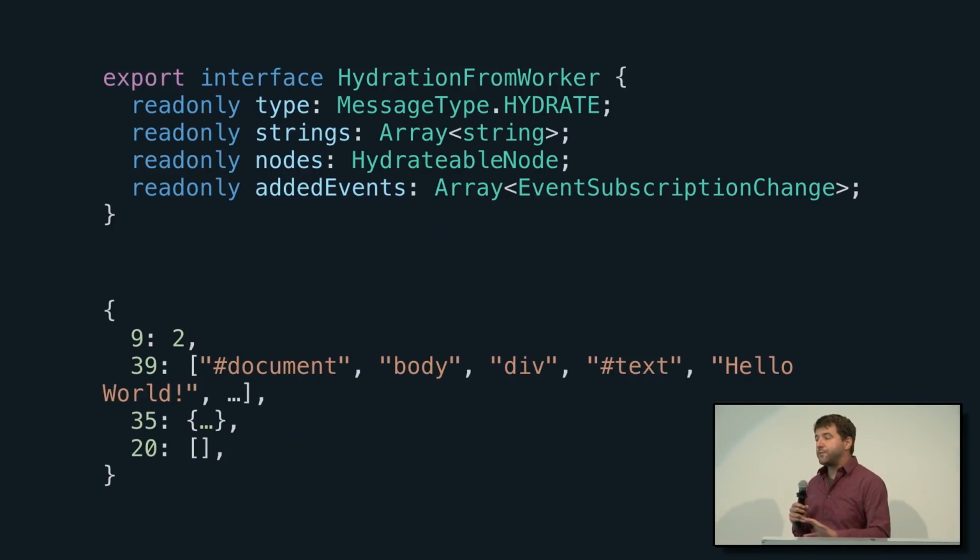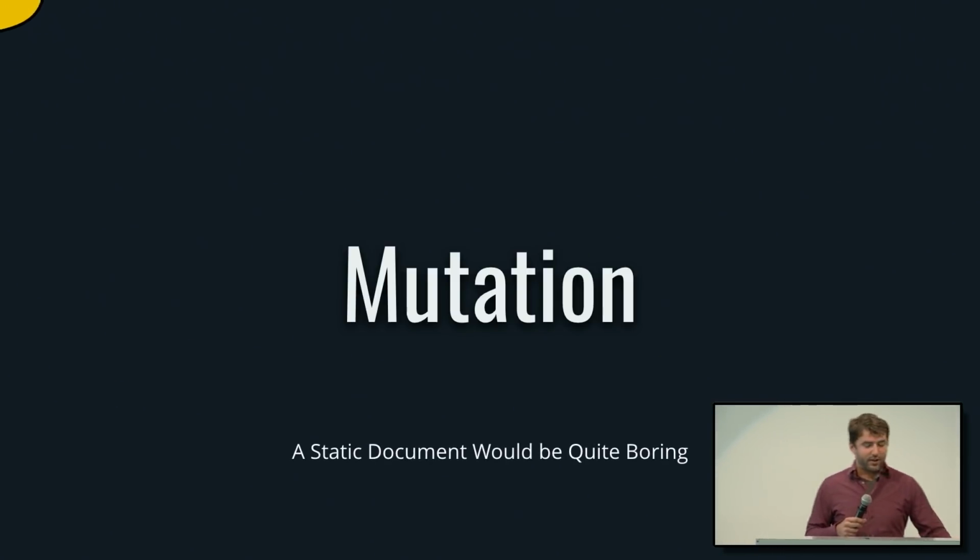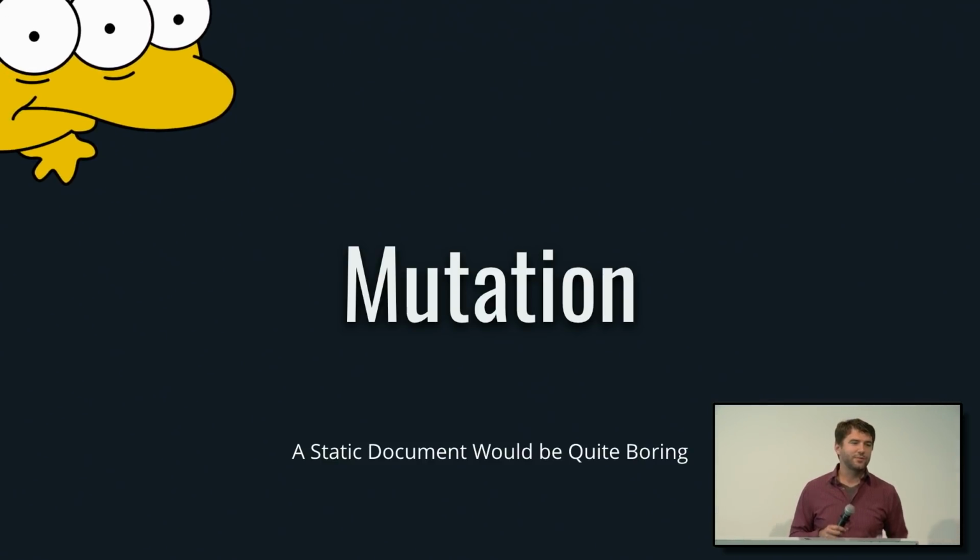Here's an example of that full hydration message now. We have that node structure we talked about, and you can see there's that string pool that represents all of the possible strings and will continue to grow throughout the course of the application's lifecycle. All right, so that was hydration.